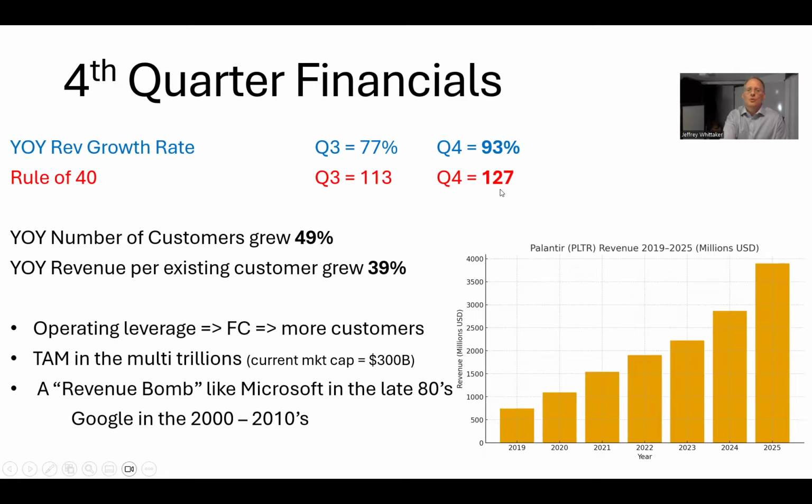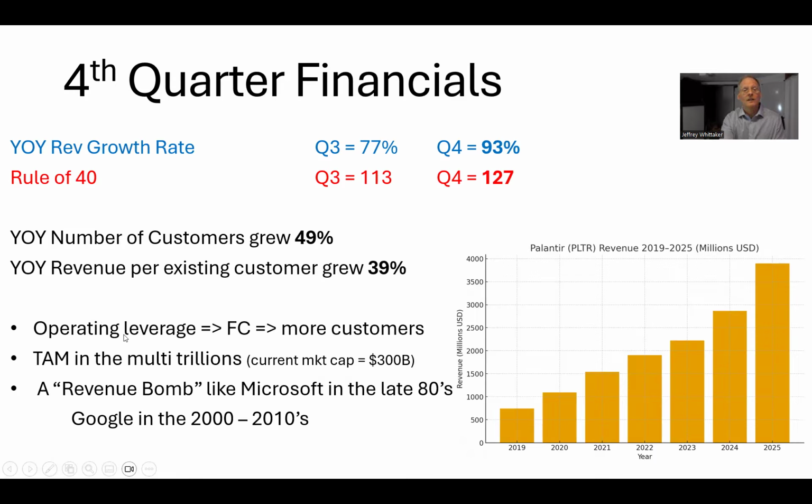In terms of growth, year over year customer numbers grew 49%. And this is also incredibly encouraging: not only that, but the year over year revenue per existing customer grew 39%. What that really means is that the existing customers are getting more and more value out of the Palantir system, and they're upselling their existing customers to deliver more value and generate much more revenue. So the combination of these two things is incredibly encouraging.